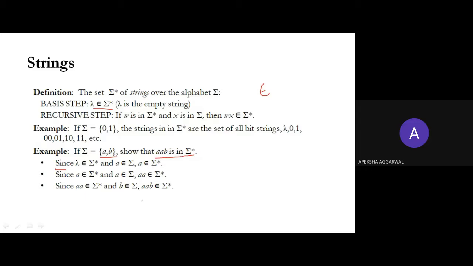First of all, the basis step is that the empty string belongs to sigma star. You concatenate the empty string with A. So you concatenated this first alphabet with this lambda. What you will get is A, and that also belongs to sigma star. Now again, you concatenate this A that you received in the previous step with A, and so on. Clear? So this is the recursive definition. This is clear to everyone? Any doubt?